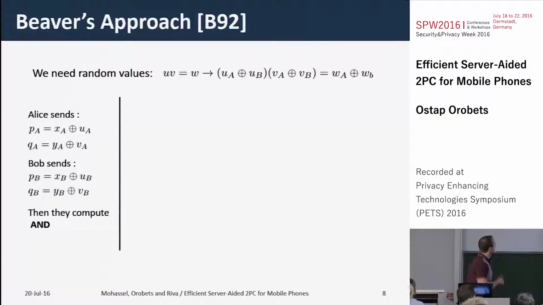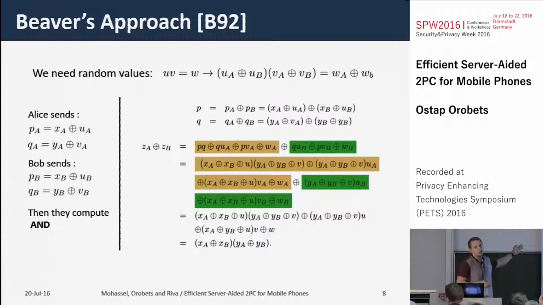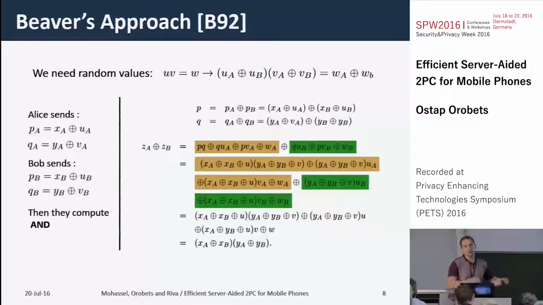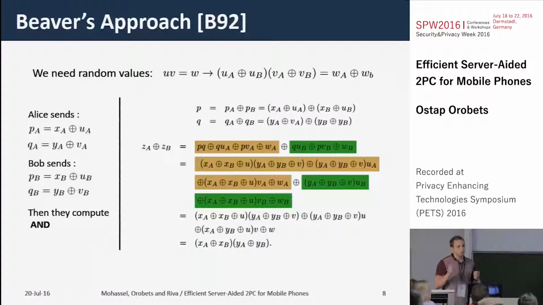In '92, Donald Beaver introduced an approach. He said that if we have 3 random correlated bits and Alice and Bob hold the shares of those bits, then the computation of the AND gate will require only 4 bits of communication and then a bunch of XORing, and we're done with the AND gate. So the question is then how to get the shares of those random correlated bits. So again, we need to do oblivious transfer.